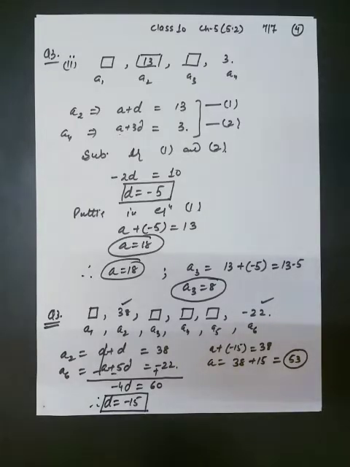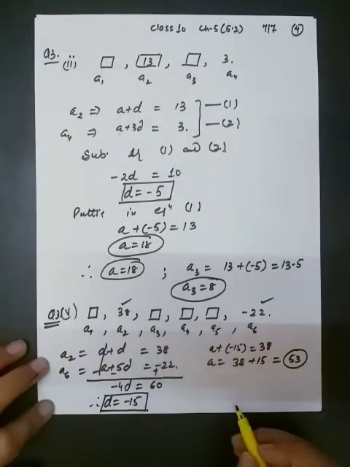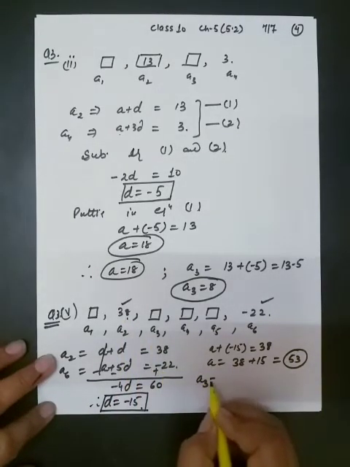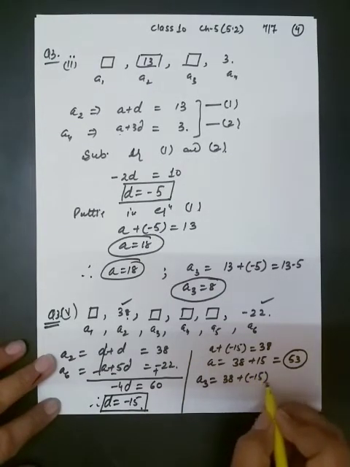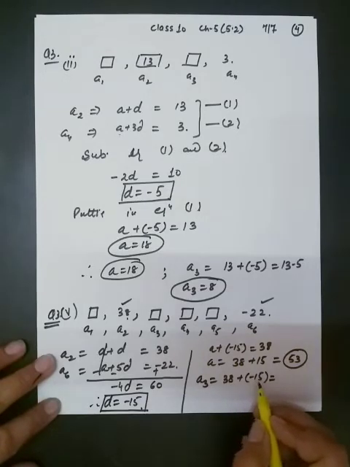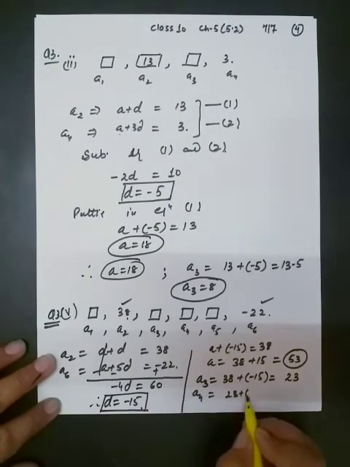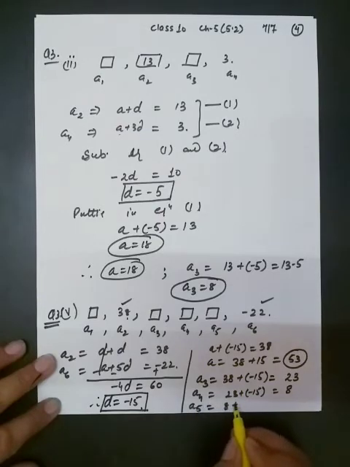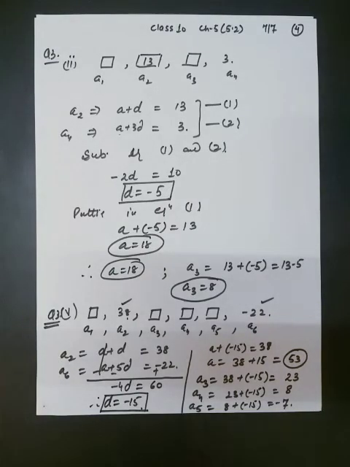Similarly, in part 4 you can try yourself. Now I have to write the third term of the AP and the second term is 38. The common difference is minus 15, therefore A3 will be 38 plus minus 15, that is 23, and A4 will be 23 plus minus 15, that will be 8. A5 will be 8 plus minus 15, that will be minus 7. Very important question. Do it carefully.